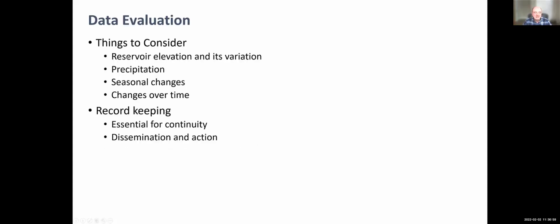And things to consider: the reservoir elevation and its variation. It's really helpful to do some monitoring when the reservoir is low, and do some monitoring when the reservoir is high, and maybe all in between. Not always monitor things when the elevation of your reservoir is high. You want the full range of your reservoir elevation, so we can start to pick up some trends and behavior in the instrumentation. Of course, precipitation is seasonal, and we want to look for changes over time.